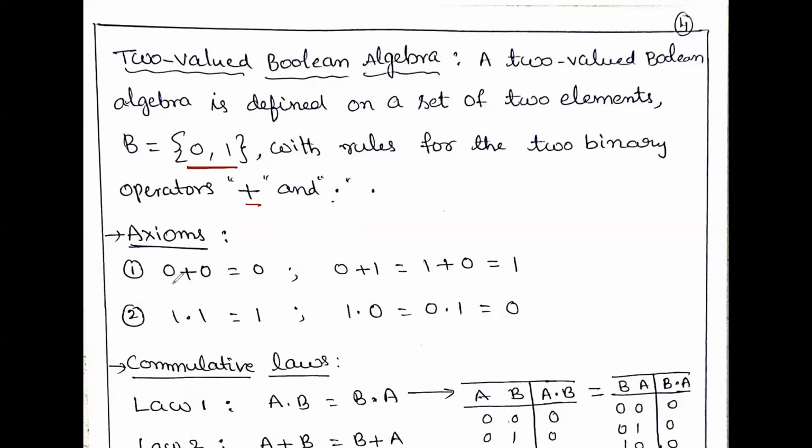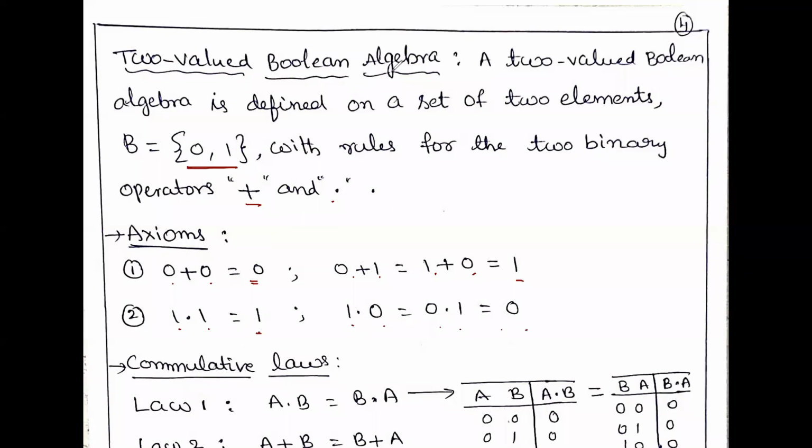The first axiom is 0 plus 0 equal to 0. This is the addition. 0 plus 1 equal to 1 plus 0 equal to 1, according to the commutative law also. Now 1 dot 1 equal to 1. Next one is 1 dot 0 equal to 0 dot 1 equal to 0.